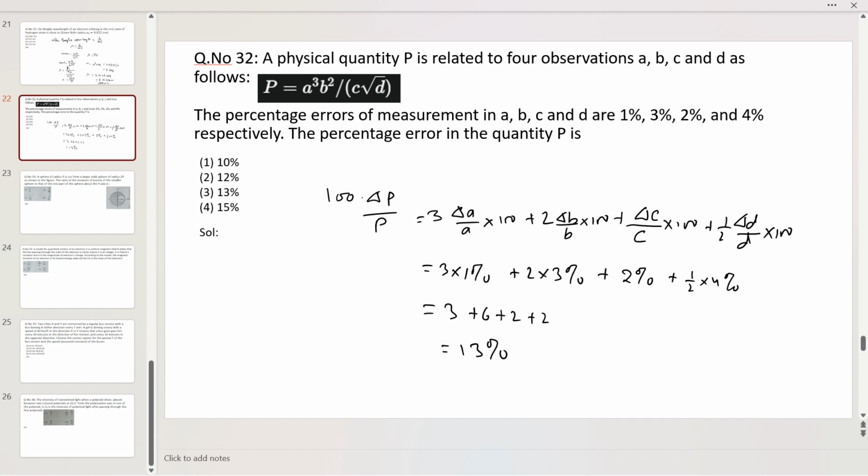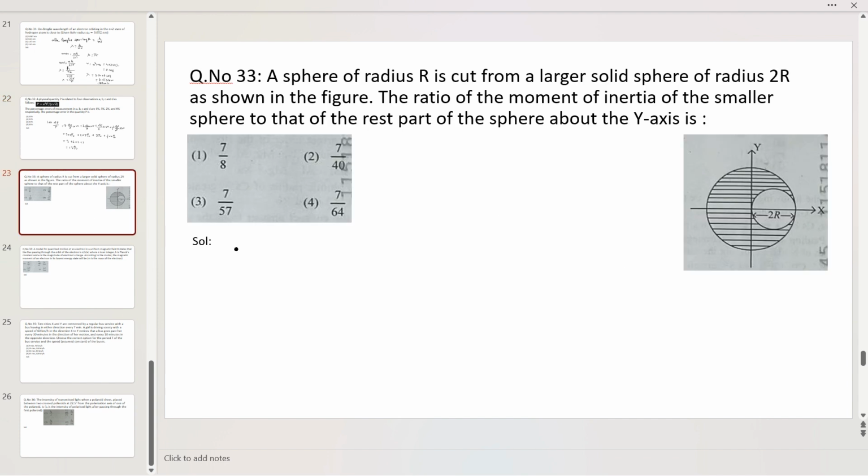Now I am going to the next question. This is your next question. Here, first of all, we know that the moment of inertia of a sphere is equal to 2 by 5 mr square. We know that.